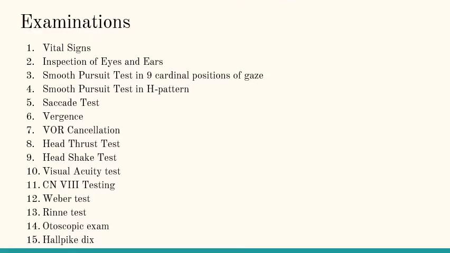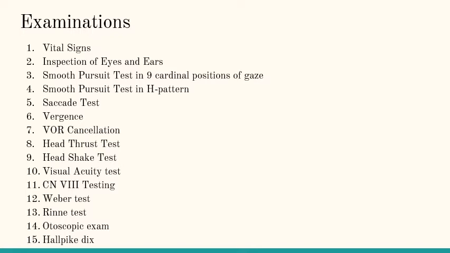For this next section, we will be talking about the examinations we'll be doing on this particular patient. So first of all, we will be doing vital signs and looking for any signs of infection. We will be doing inspection of the eyes, focusing on the eye position and ruling out any possible strabismus. The smooth pursuit test in the 9 cardinal positions of gaze to assess the range of oculomotor control. The smooth pursuit test in the H pattern, which will be testing the cranial nerves 3, 4, and 6, as well as ruling in any pain or dizziness.